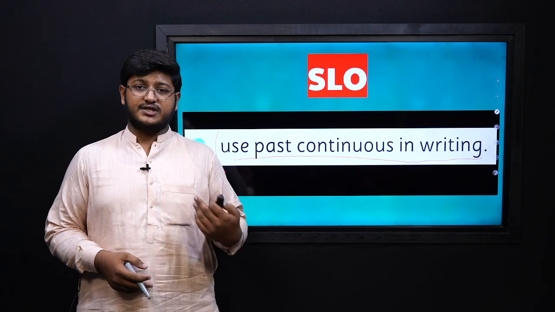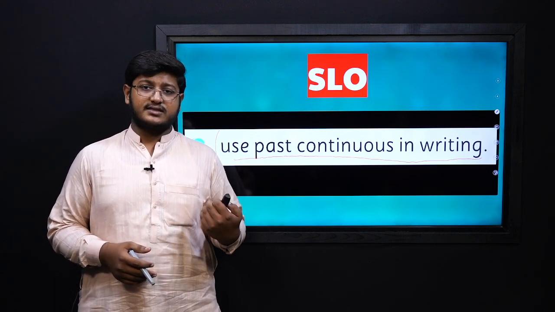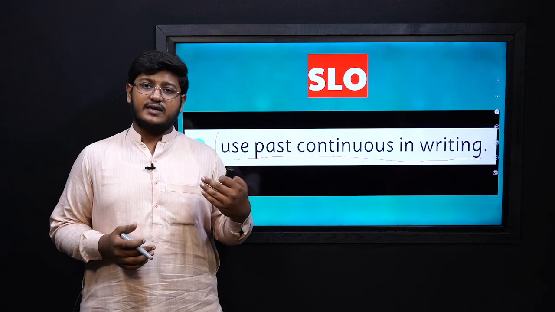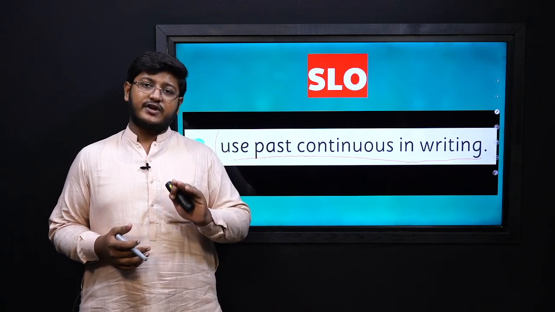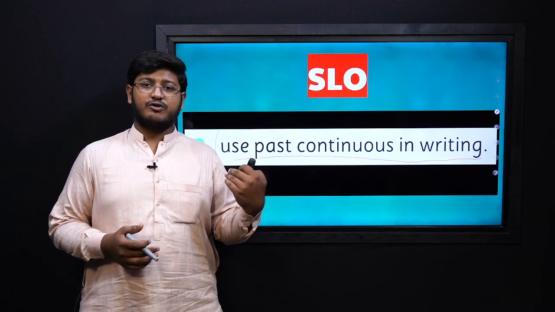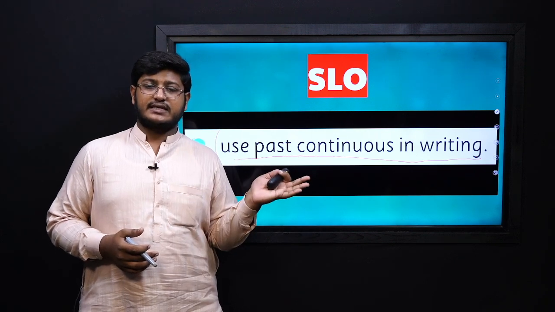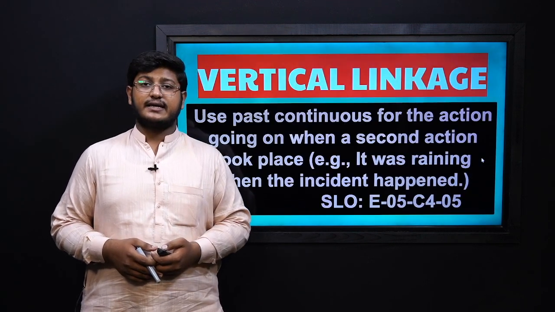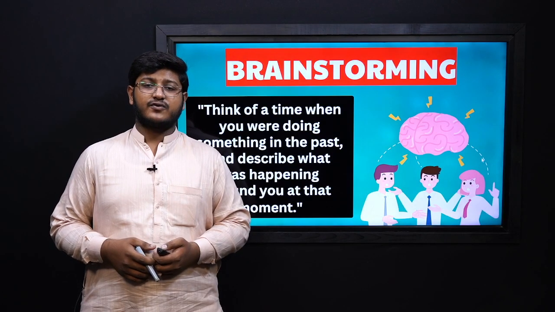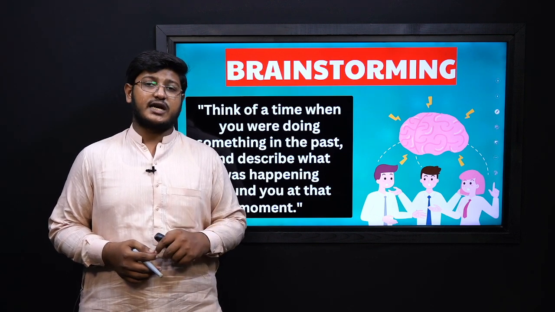The SLO is pretty simple because it is concerned with a certain type of tense, and you guys know that tenses are the different times which are referring to actions of different times. So in past continuous tense we will learn the actions which are referring to this tense type. So let's go further. Here is the vertical linkage. Now we have to do a brainstorming activity. So let's find out what our brainstorming activity is.